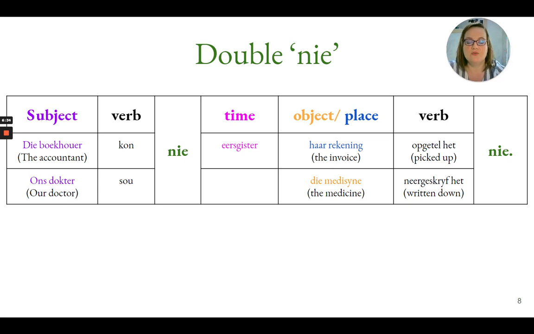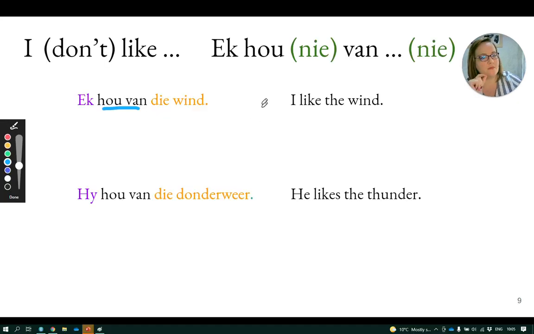Where does the nie go? After that first verb and at the end of the sentence. And then ons dokter sou nie, wouldn't, die medisyne neergeskryf het nie. Neerskryf is the compound verb here. Neerskryf, write down. Neergeskryf is the past tense of that word. Okay, so ons dokter sou nie die medisyne neergeskryf het nie. Where did the verb go? After the nie go, after the verb, and then at the end of the sentence. Once again, Afrikaans, at the end of the sentence.